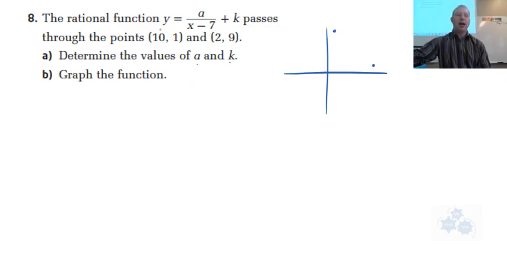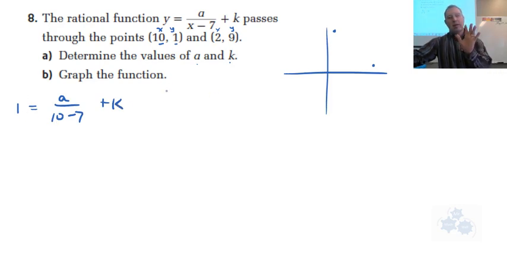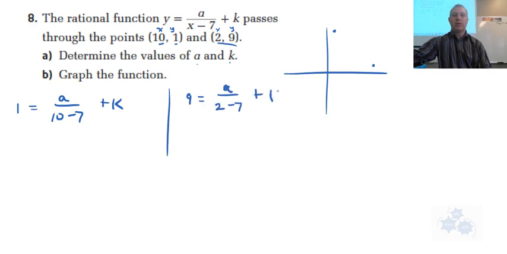Well, what you have is x1, y1, and x2, y2. So this is my suggestion. Plug in 10 and 1 into the equation, like this, where you include 10 and 1. And then separately, over here, do it again with the second point. So 9 equals a over 2 minus 7, plus k. Now you still have 2 unknowns.